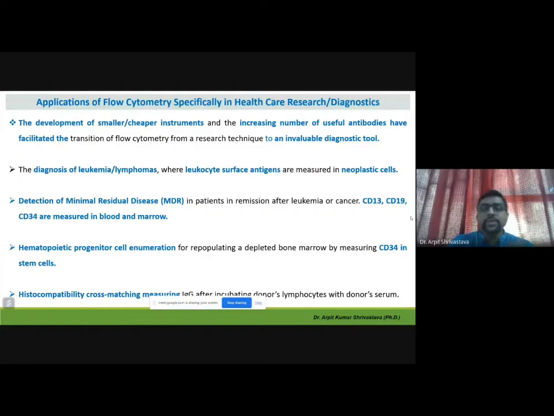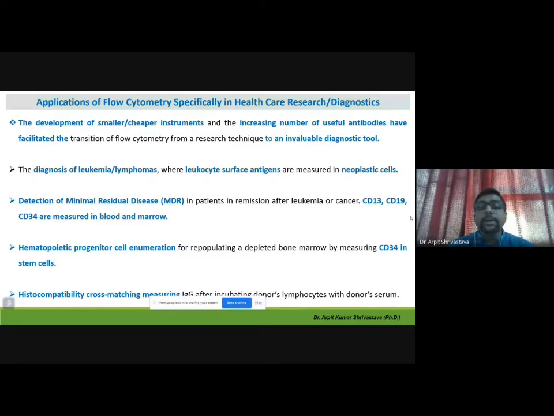But flow cytometry is also getting attention now, because by combining different monoclonal antibodies with flow cytometry, like the fluorescence activated cell sorter, it helps us identify a variety of things in our diagnostic era. So this is important in healthcare research and diagnostics. The direct advantages in the current scenario include diagnosis of leukemia and lymphoma, where leukocyte surface antigens are measured in neoplastic cells.